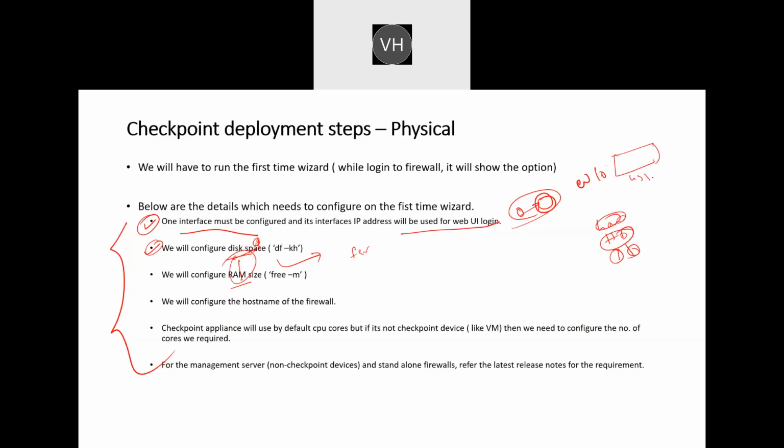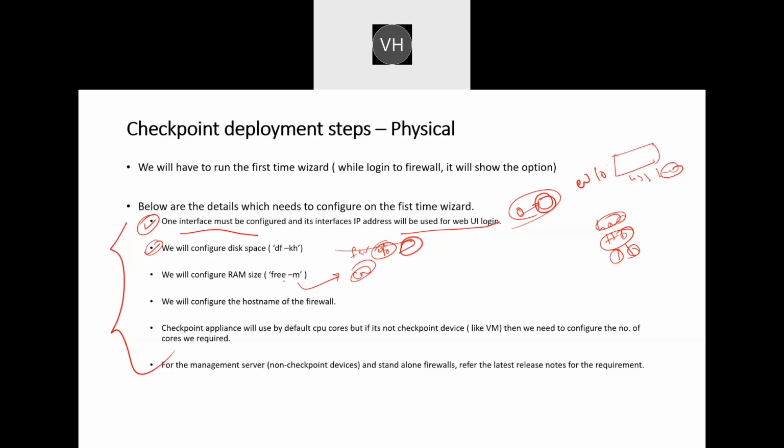It will show 43 GB is free and this much is completed. In a similar fashion, in the disk size also, it will show the percentage, how much is completed and how much is free. And we'll have to configure the RAM, like if you want to check the RAM utilization or CPU utilization.